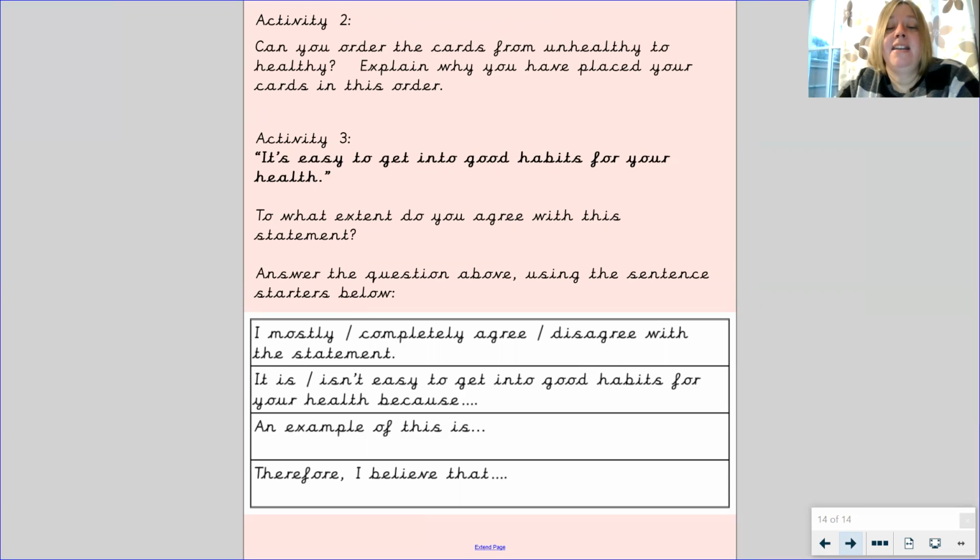It isn't easy to get into good habits for your health because, and you've got to explain why. An example of this is, so you've got to think of an example you can give me. Therefore, I believe that, to say what you believe. So do you think it's easy to get into good habits for your health?